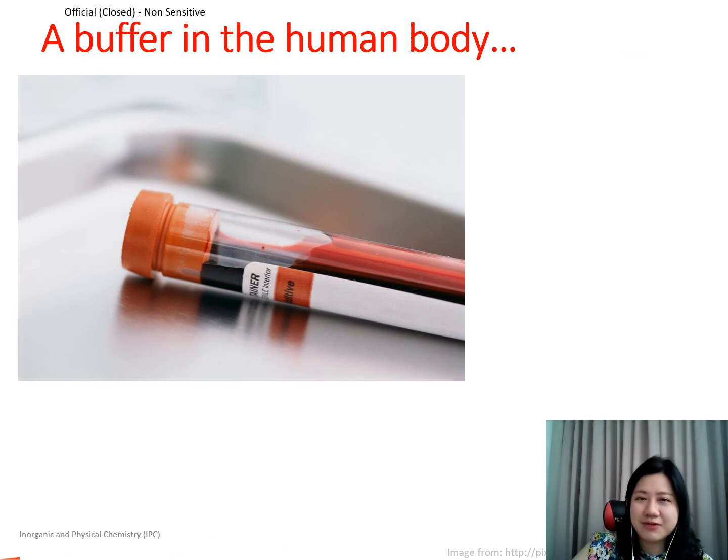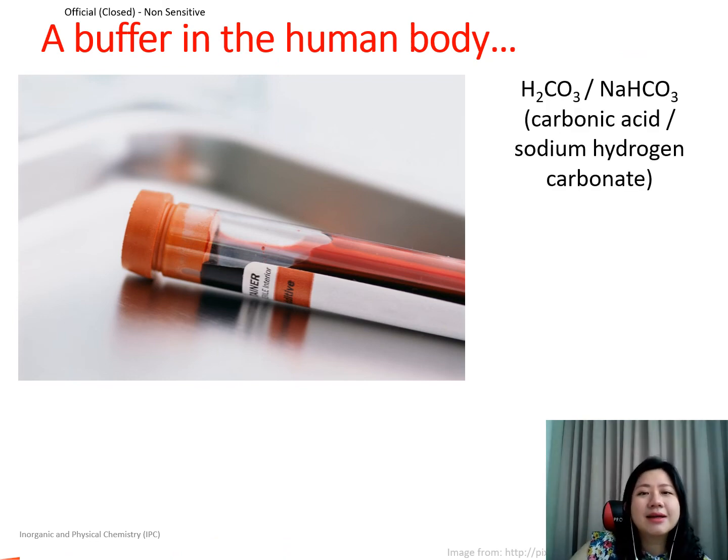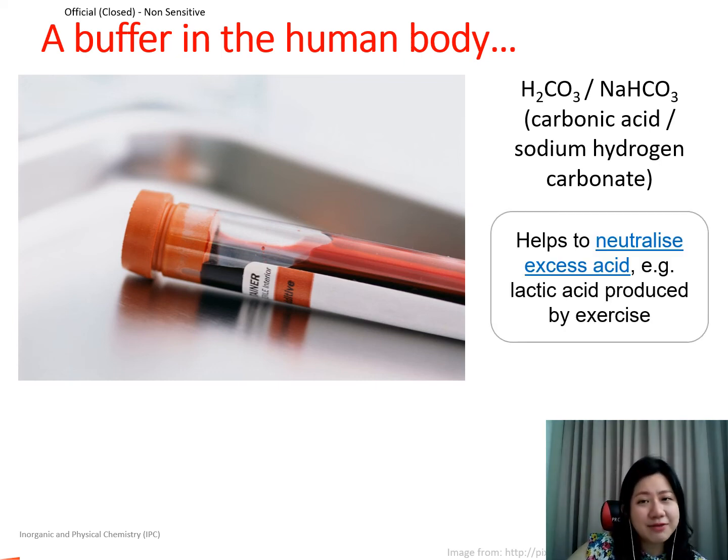Finally, let's look at the buffer system in our blood. Blood contains a buffer of carbonic acid H2CO3 and bicarbonate HCO3- in order to maintain the pH of blood close to pH 7.4. This buffer helps to neutralize any excess acid, for example, lactic acid that's produced during anaerobic exercise.